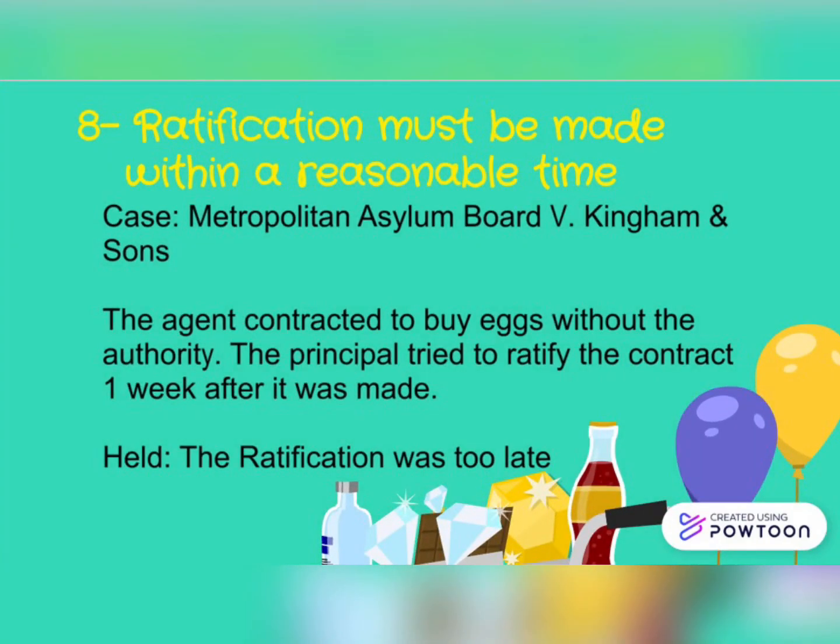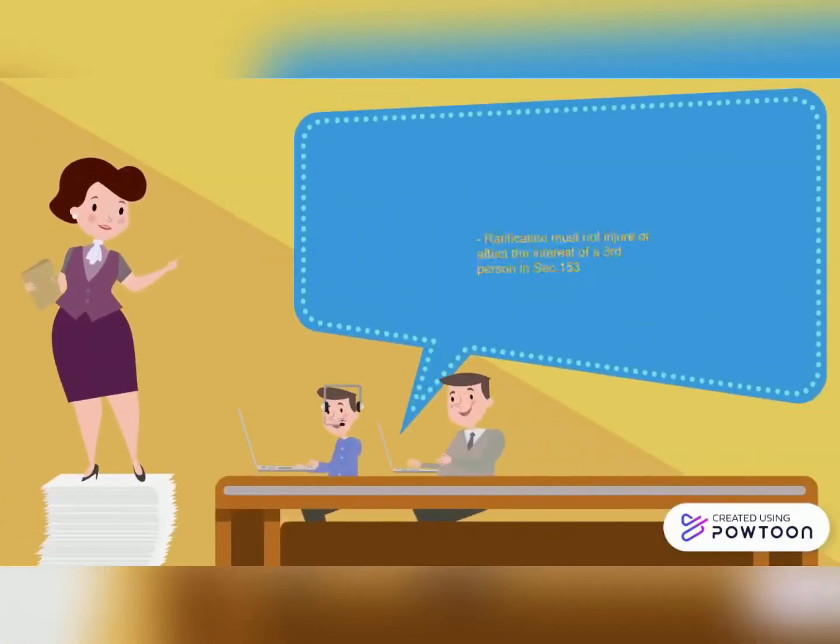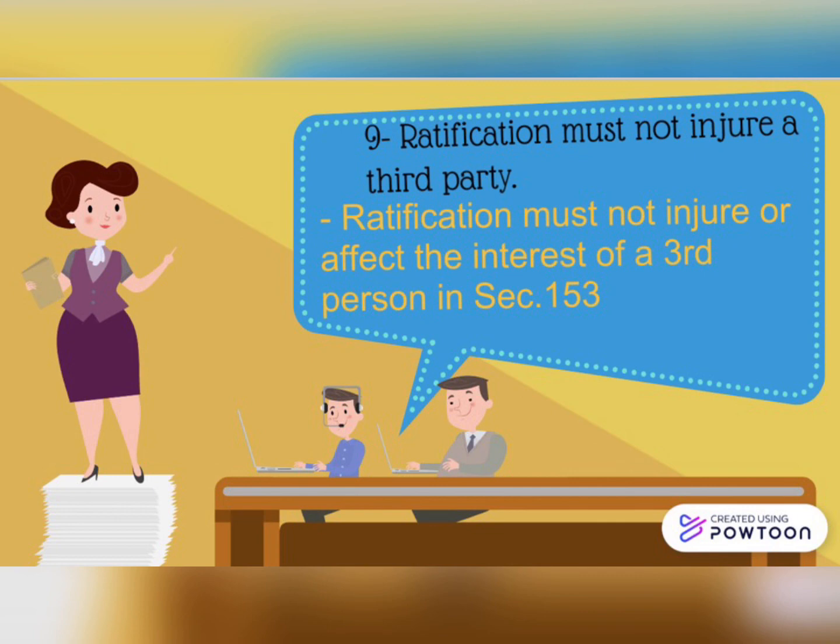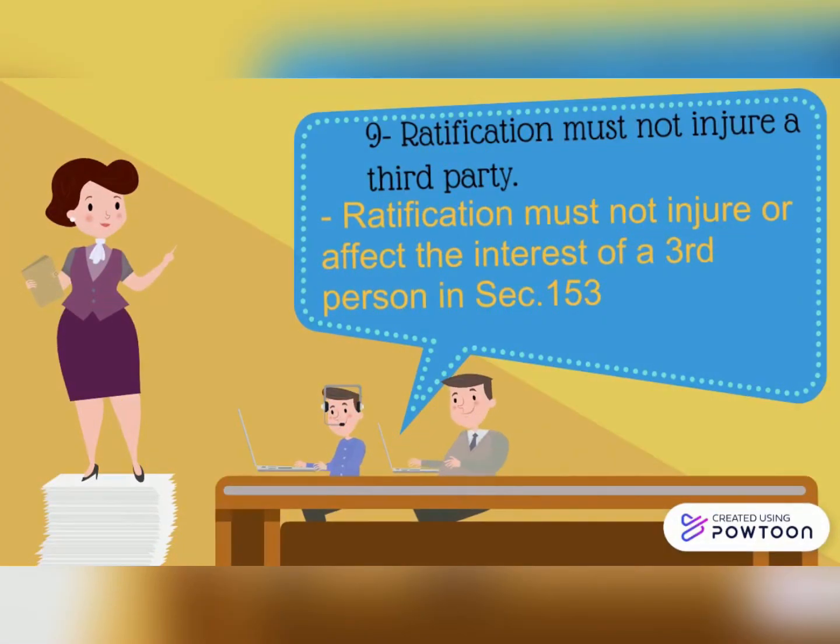Number 8. The ratification must be made within a reasonable time. Case under Metropolitan Electric Supply versus Ginder: the agent contracted to buy the eggs without authority. The principal tried to ratify the contract within 1 week after it was made, but it was held that the ratification was too late. And the last for ratification, number 9. Ratification must not injure a third party. This means the ratification must not injure or affect the interest of a third person, in Section 153.